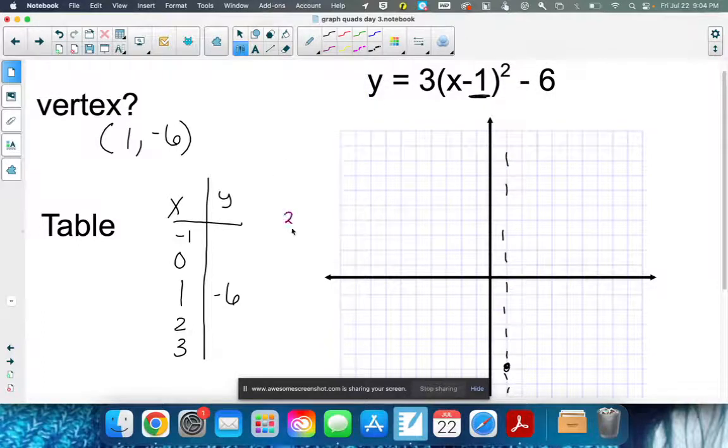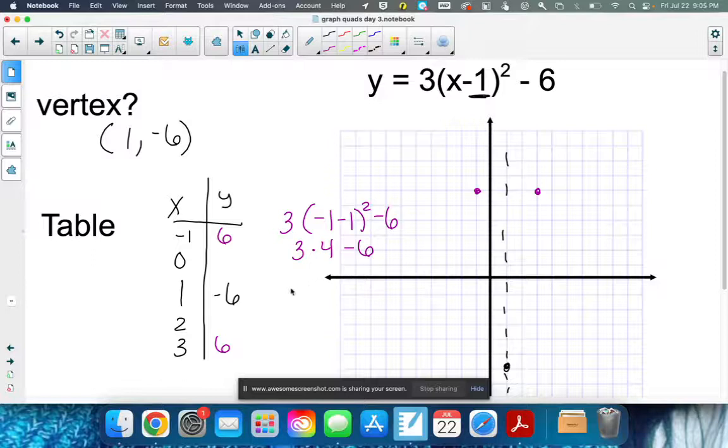Okay, so 3 times negative 1 minus 1 squared minus 6. Now be careful and make sure you're simplifying what's in the parentheses correctly. Negative 1 minus 1 is negative 2. And if I square that, I'm going to get 4. So this is really 3 times 4 minus 6. That's 12 minus 6. So that is positive 6. So negative 1, positive 6, and 3, positive 6. And again, you see that nice symmetry around your axis.